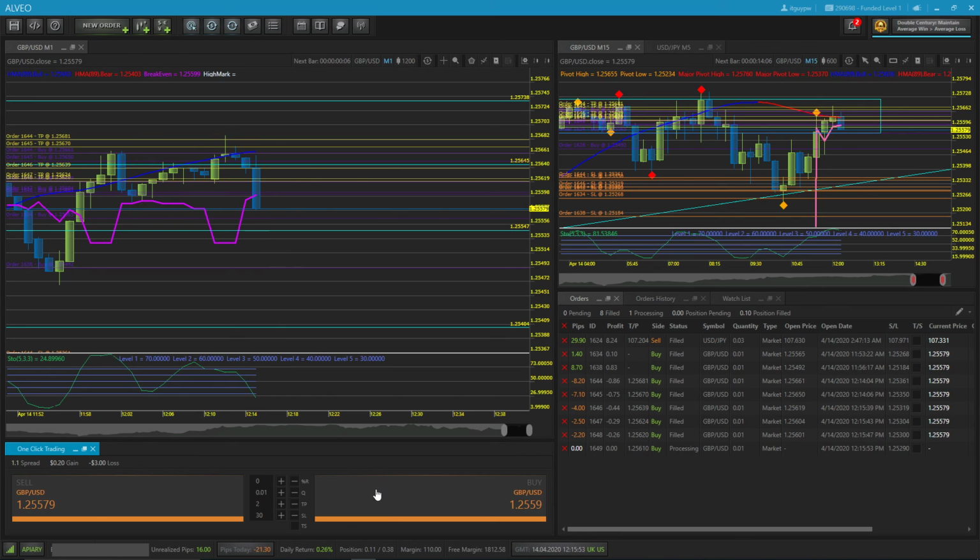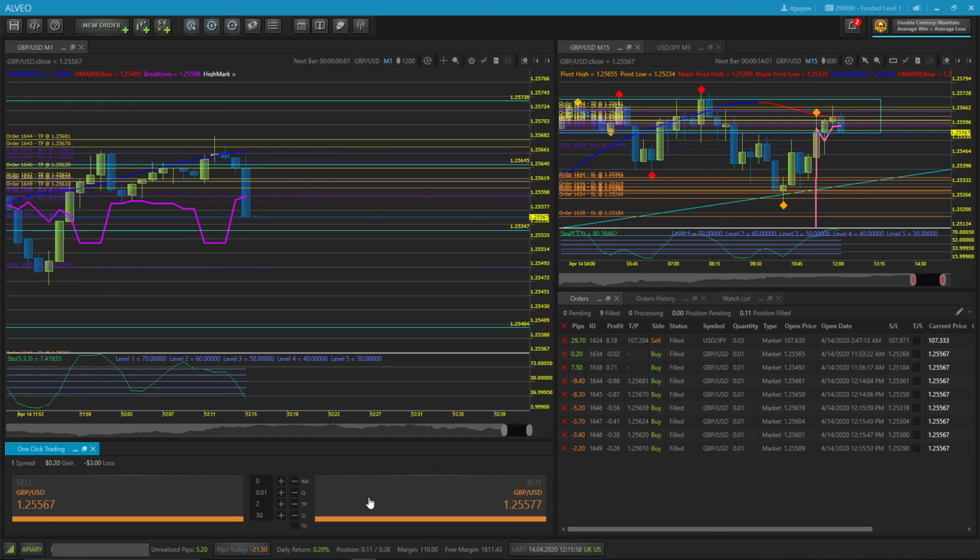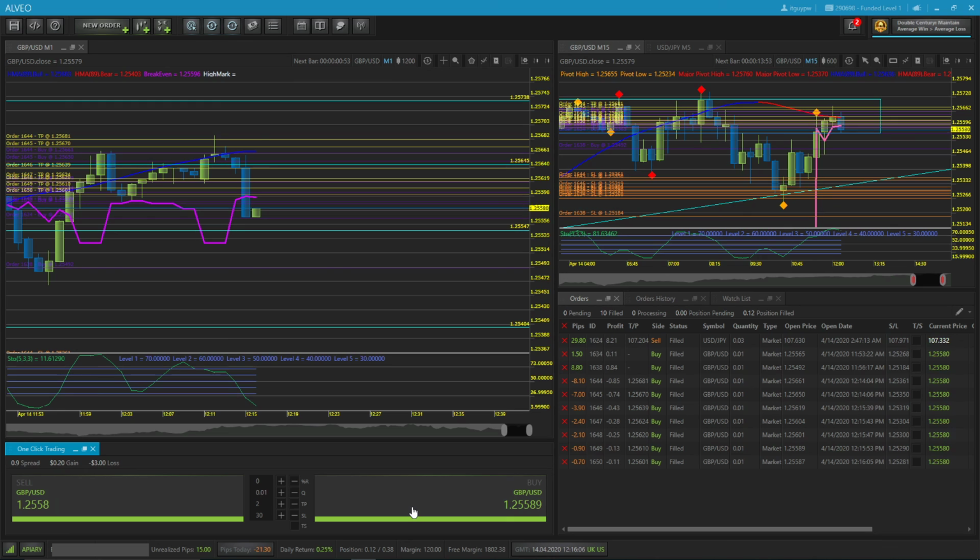All right, so this is an abnormal candle here. It's bigger than anything we've seen so far this morning. So I am looking for it to retrace and pull back, and we'll get some profits along the way.